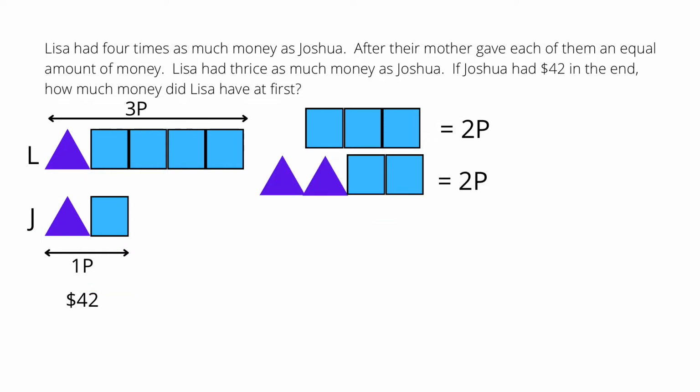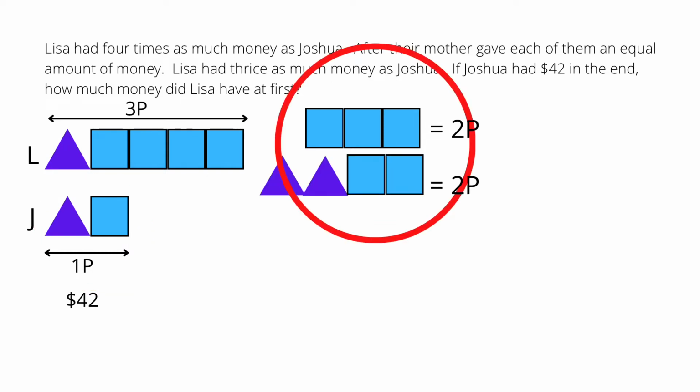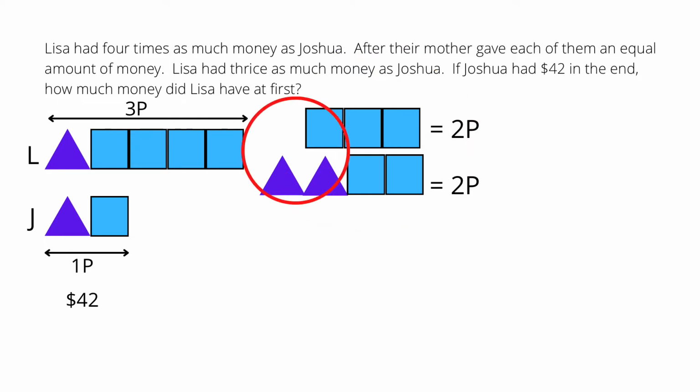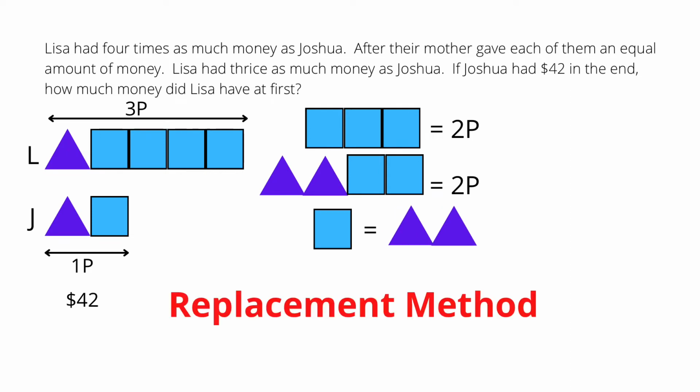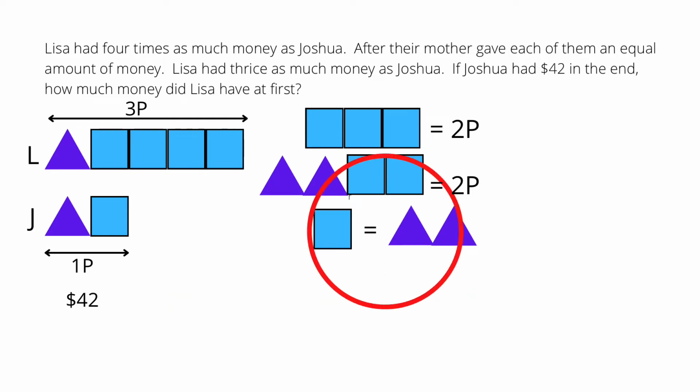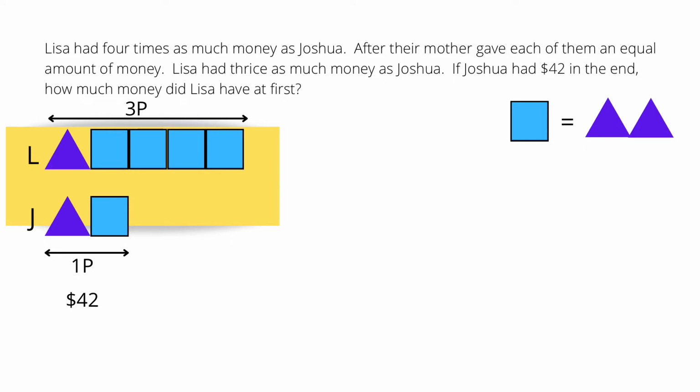Then you can compare these 2 models. It shouldn't be too difficult to tell that 1 unit equals 2 triangles. Can you see this? We have done the most difficult part. Now we can use the replacement method. We can either replace units with triangles or replace triangles with units. In this question, I think replace units with triangles makes more sense.